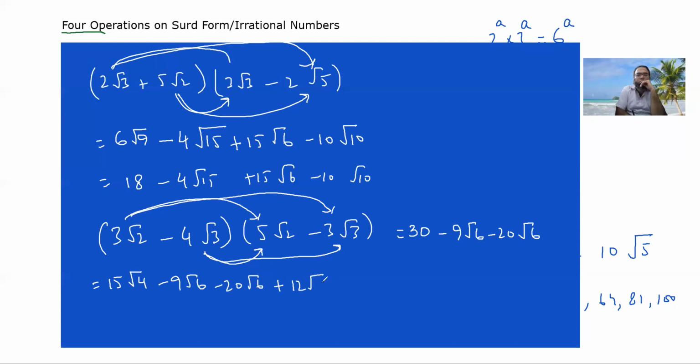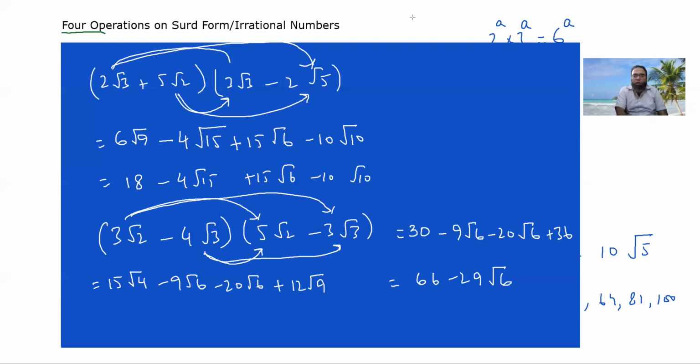12 under root 6, 12 under root 9. So this is 12 threes are 36. So now we have 66 minus 29 under root 6. So that is how you simplify this. Okay?